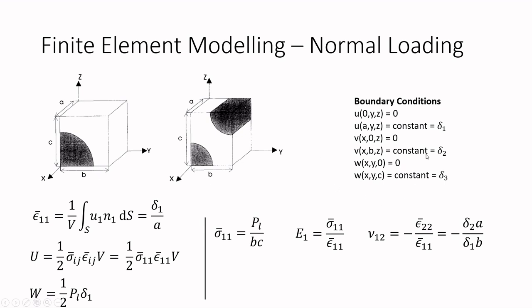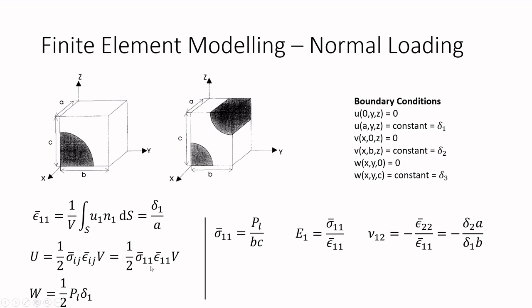So these are the boundary conditions dictated here, and I can compute epsilon 1 when I have applied a load P on this face. I can compute epsilon 1 by the Gauss divergence theorem, by knowing the u1 on this face, which is delta 1, and this will give me epsilon 1 as simply delta 1 by A.